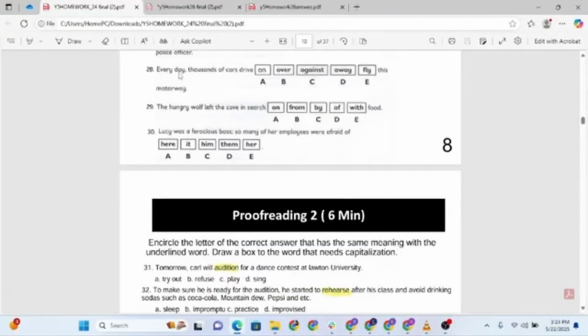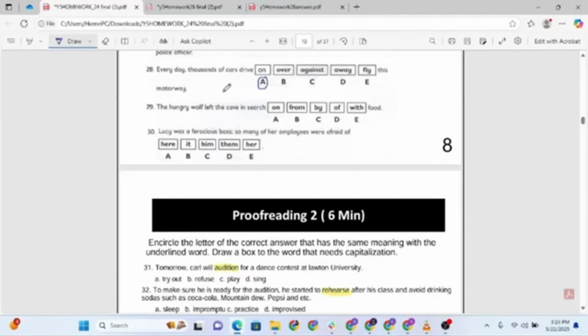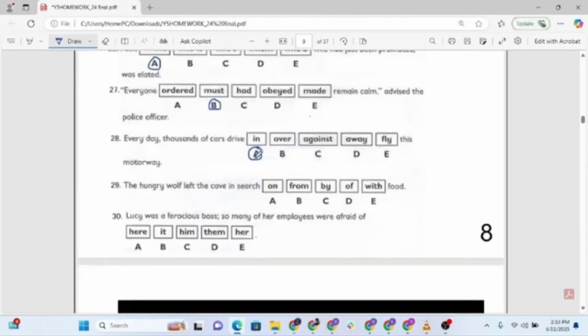Question 28. Every day, thousands of cars drive this motorway. The correct answer is option A, on. Explanation. The correct preposition is on because we say drive on a road or drive on a motorway. The full sentence reads, every day, thousands of cars drive on this motorway.